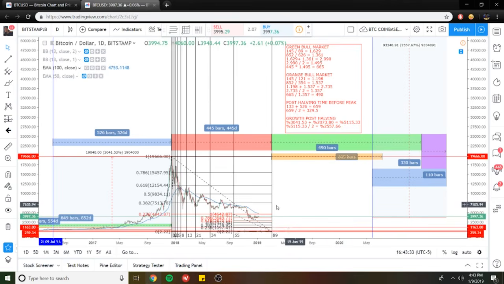And it's not entirely impossible to consider that this motion continues. The halving spurs a little pump up. We hit the peak, and then we're off to the races again. Given the nature of the previous cycles that we've looked at, it's not entirely out of the blue to consider.